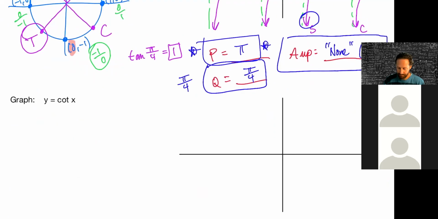So do me a favor. See if you can now do cotangent on your own. Okay, go ahead and pause it here if you're watching this back. You guys go ahead and try this one now for those of you that are here and working live.